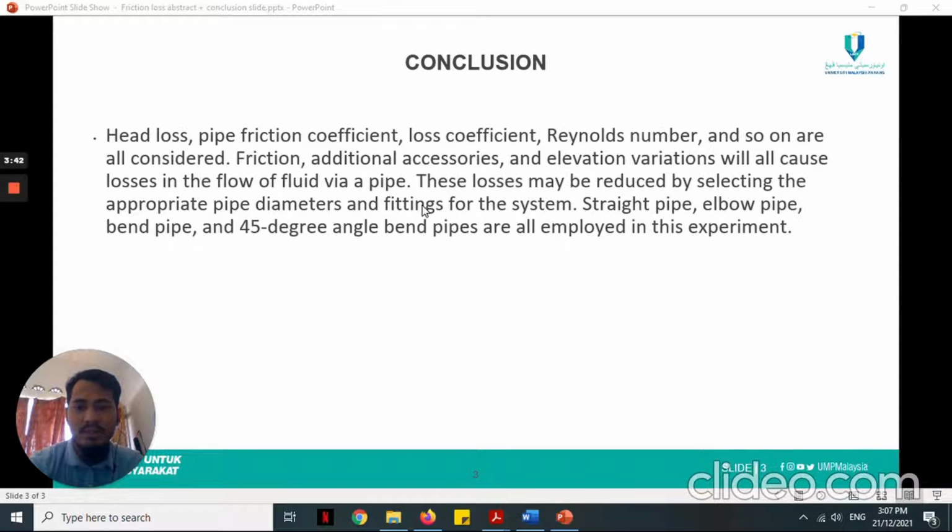So next one is the conclusion. Head loss, pipe coefficient, loss coefficient, Reynolds number, and so on are all considered. Friction, additional accessories, and elevation variation will all cause losses in the flow of fluid via a pipe. These losses may be reduced by selecting the appropriate pipe diameter and fitting for the system. Straight pipe, elbow pipe, bend pipe, and 45-degree angle bend pipe are all employed in this experiment.